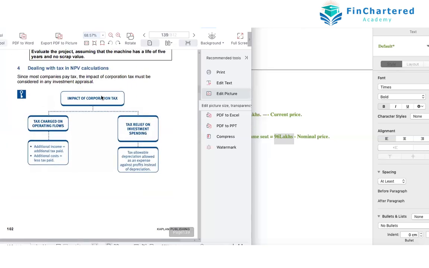So here, what are we going to look at? Number one, there is something known as a relief on investment spending. What do I mean by relief on investment spending? See, when you buy something, when you buy an asset, there will be a small reduction in the tax that you pay. We will look at that in a lot of detail in the tax paper.